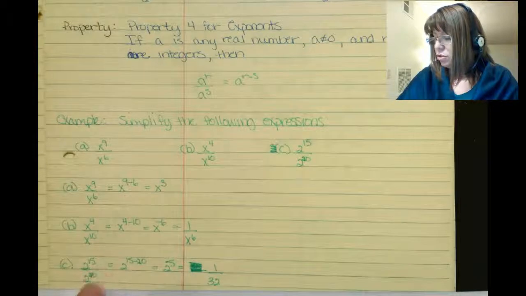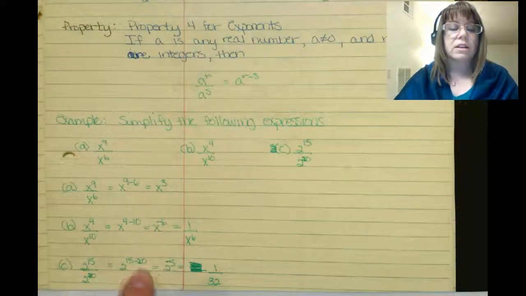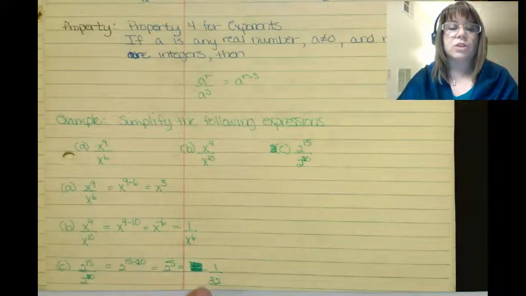2 to the 15th over 2 to the 20th is going to be 2 to the 15 minus 20. That's 2 to the negative 5. And again, I need to bring that down to the denominator, but 2 to the 5th is 32.